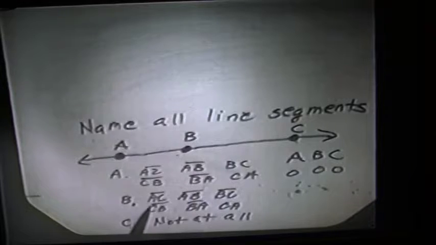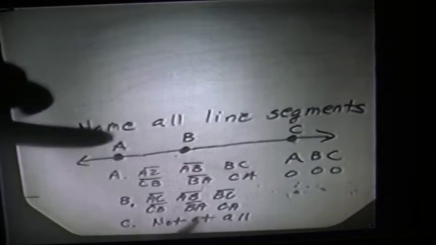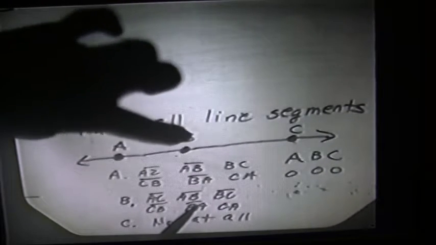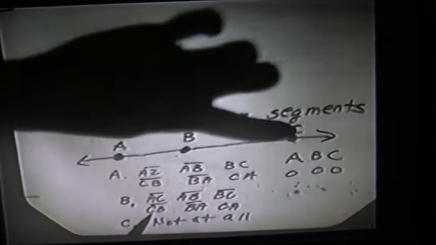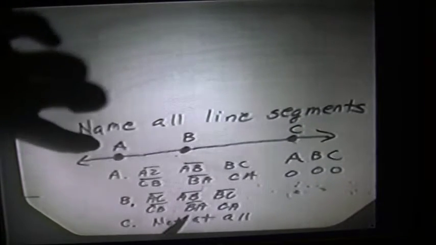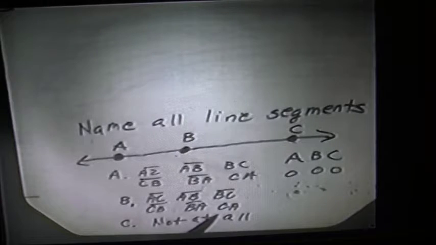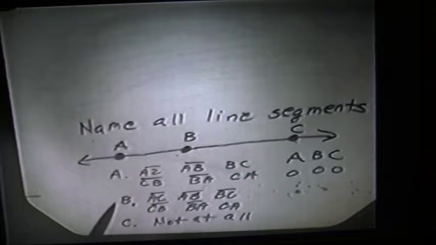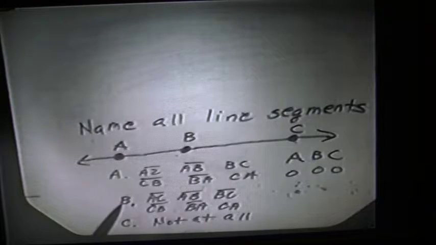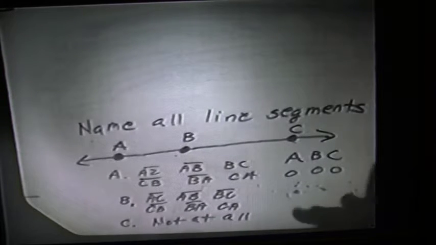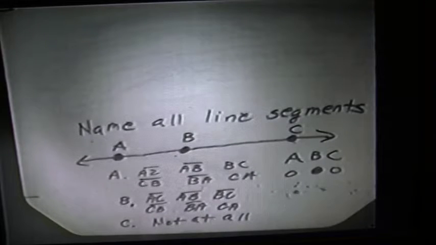Now, let's look at this one. A, C, A, B, B, C, C, B, B, A, C, A. Do we have all the points listed in this answer? I think so. So, do we need to go on to C? Not at all. We know that there's some points there. We know that there's an A and a B and a C. So we know not at all is the answer. Eliminate it. And immediately our answer is B.